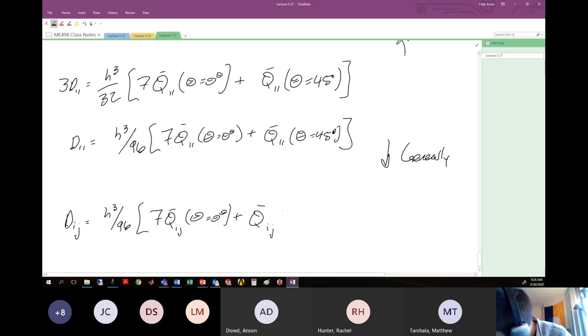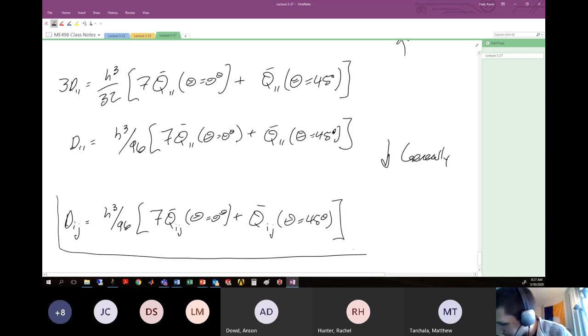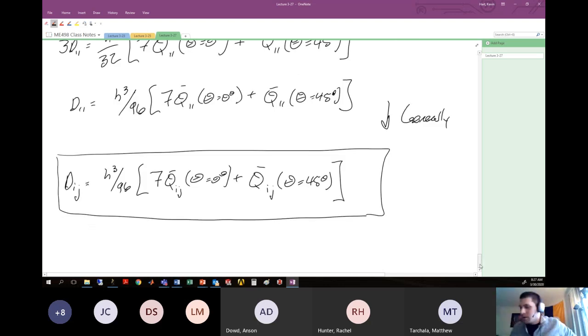One times the contributions from the 45 degree layer. All right, so what can we learn from this exercise? What we see here is that for this particular laminate, there's some leading coefficient, some geometric term, that is driven by just the thickness of our general piece. That's this h cubed on 96.